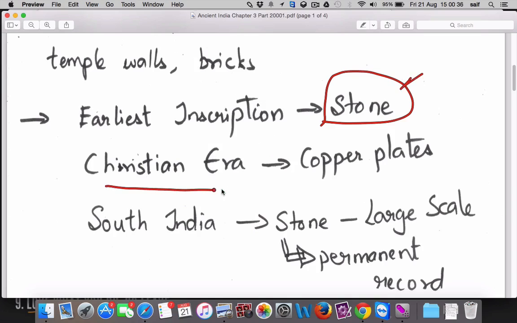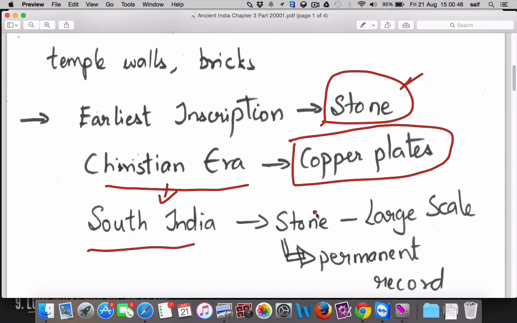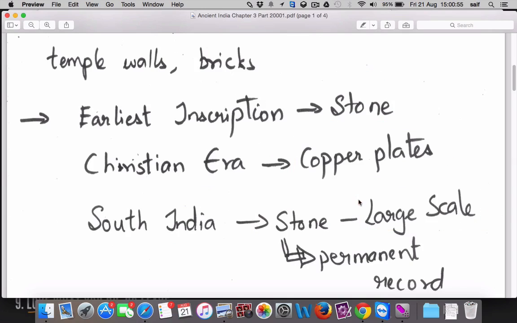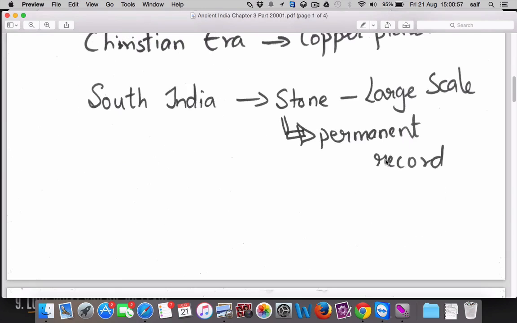But in the Christian era, that is the 2nd and 3rd century AD, they used to do it on copper plates. But still, the southern part of India used only stone inscription. And stone inscription has been done on a very large scale in India. You will find a majority of temples in South India with large stone inscriptions.